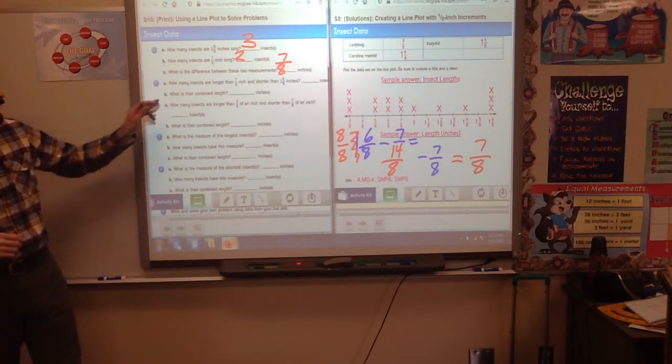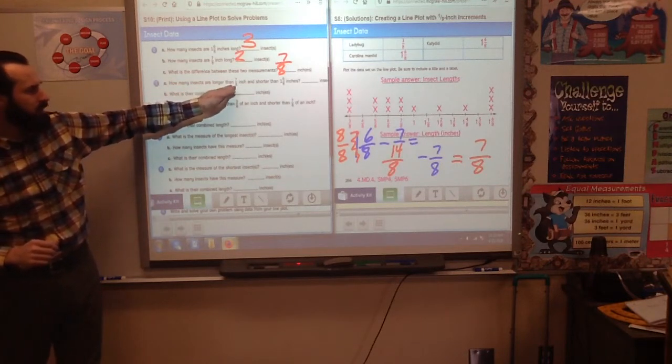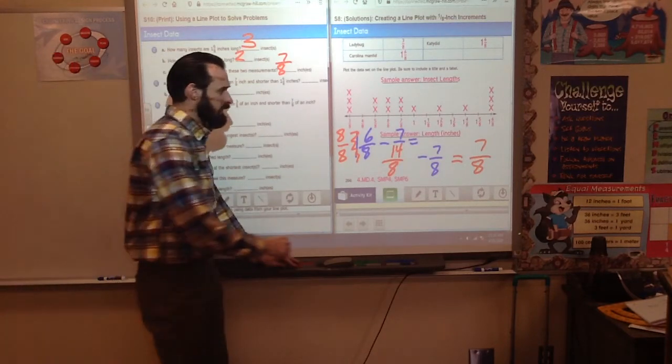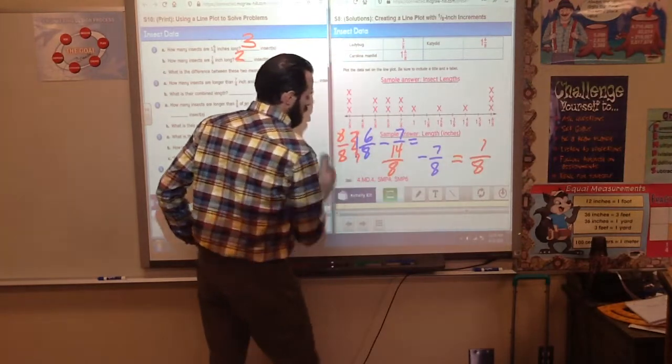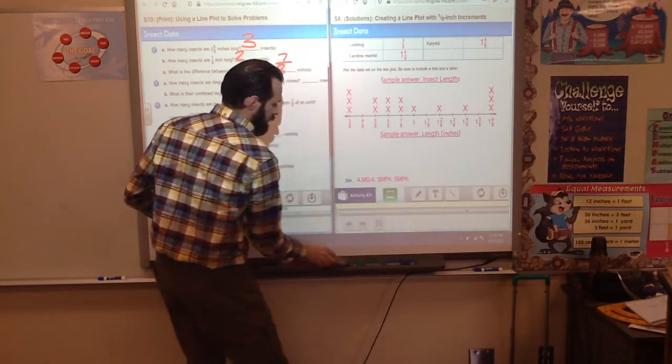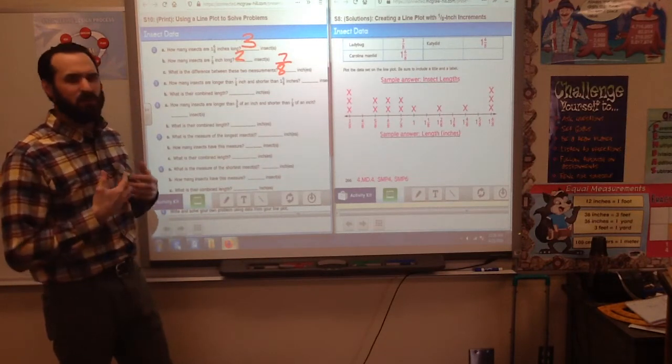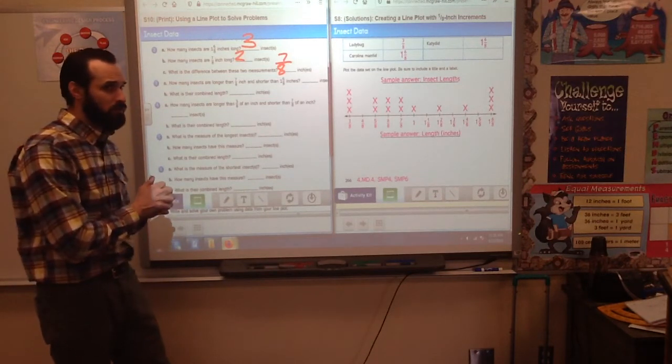Okay, so now we're looking at problem 3. It says, how many insects are longer than 7/8 inch and shorter than 1 6/8 inch? So I'm going to erase our work here real quick. And it says larger than 7/8. Does that mean we include 7/8 or don't include 7/8?